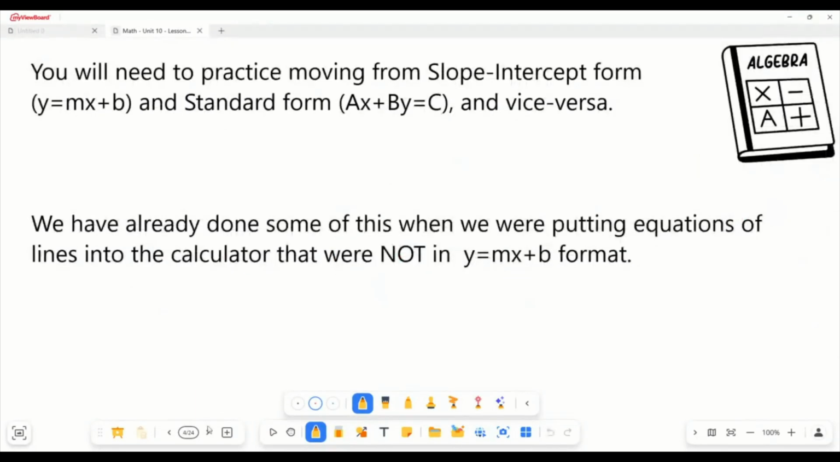We're going to need to be able to move from one form to the other, as far as slope-intercept or standard. Okay? So you will need to be able to go back and forth. We've actually already done this. We were putting the equations into the calculator. If they weren't set equal to y, we had to take them and change them so that they were in that format. So this is something we've really kind of already done a little bit.